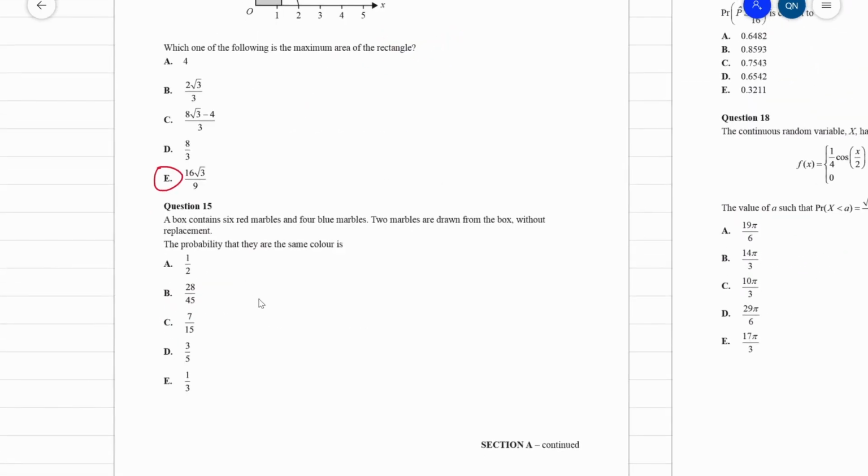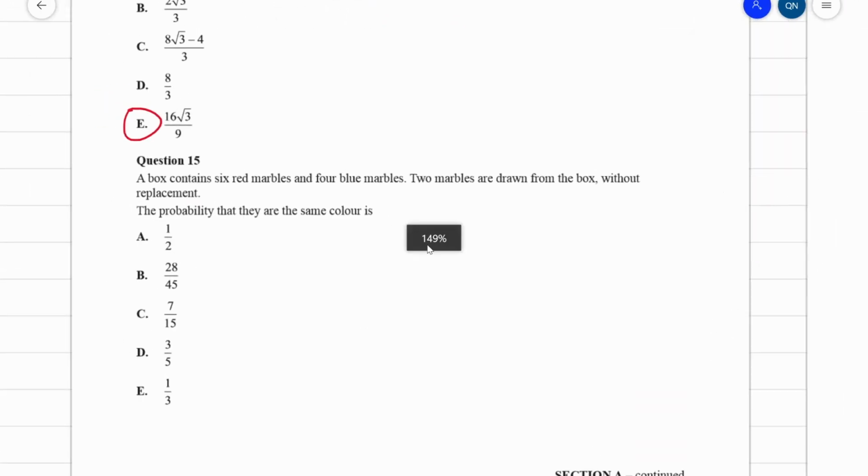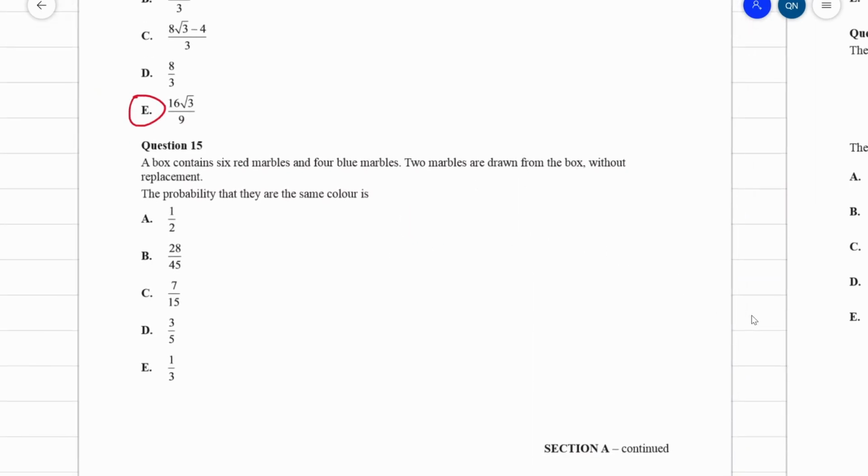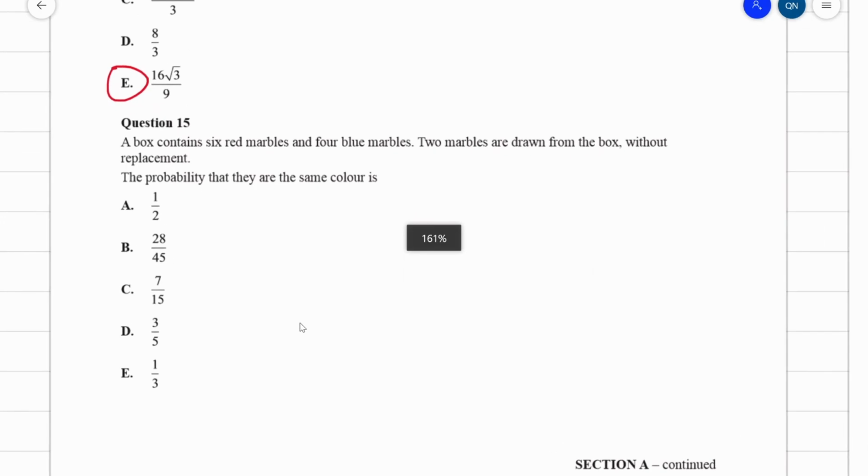Question 15, a box contains 6 red marbles and 4 blue marbles. The 2 marbles are drawn from the box without replacement. The probability that they are the same color is... Okay, so tree diagram, we have 6 red and 4 blue marbles. 2 marbles are drawn from the box without replacement. So each time you're picking a marble, you're changing the probability. So we'll just do a tree diagram here. We have 6 red, so we can either go red or blue.